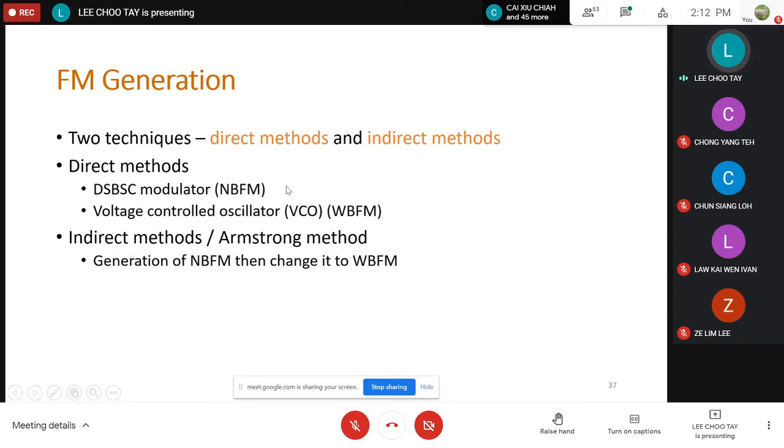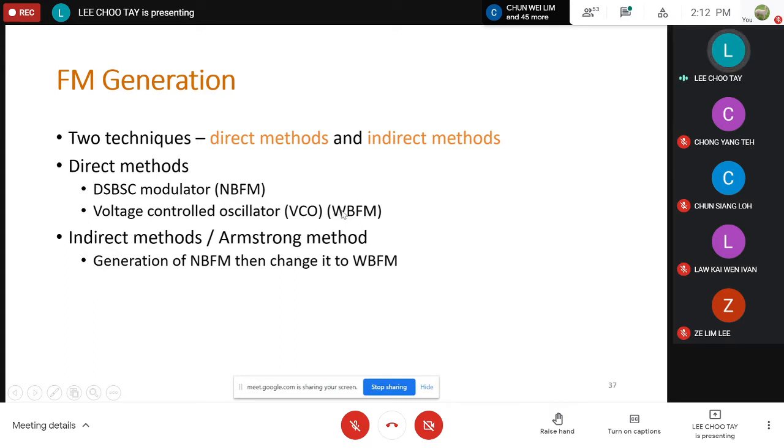The first one is the double sideband suppressed carrier modulator. Basically, we use a multiplier, and this helps you generate the narrowband FM signal. To generate a wideband FM signal using the direct method, we can use a voltage controlled oscillator, or VCO in short.